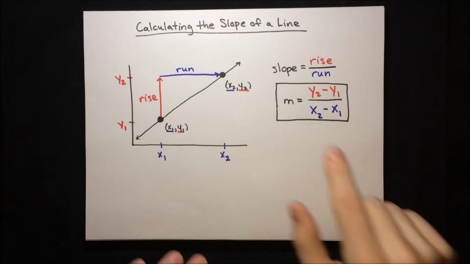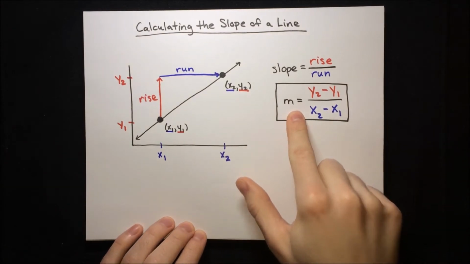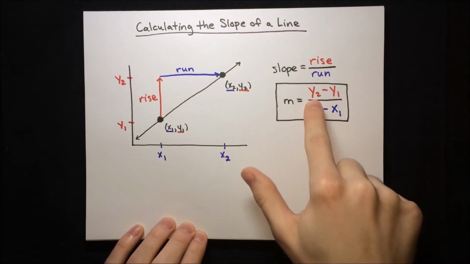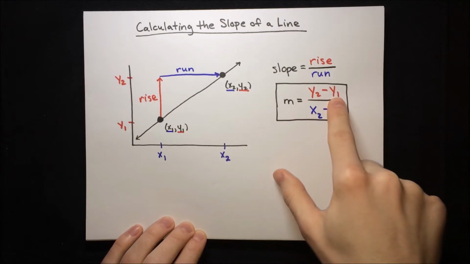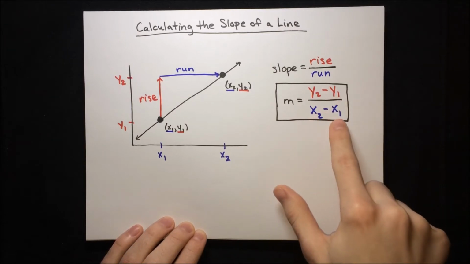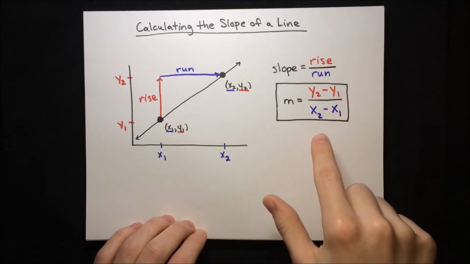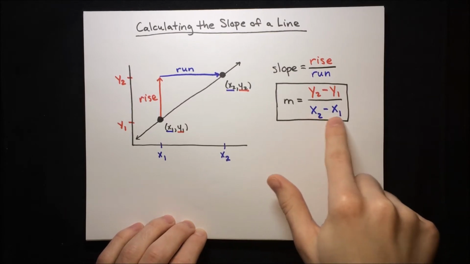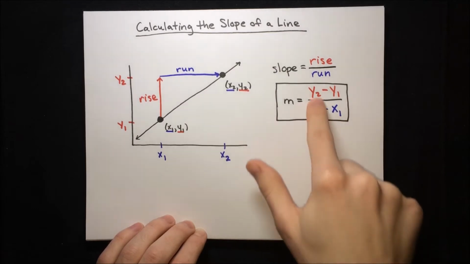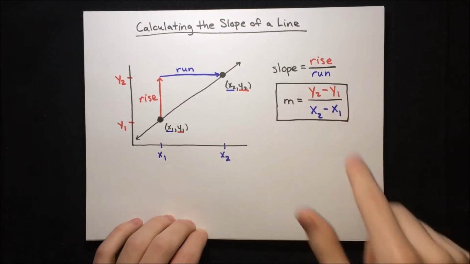One thing to be careful about in this formula is that the order of subtraction matters. If you do y2 minus y1 on the top, then you have to do x2 minus x1 on the bottom. You can't flip it around and do, say, x1 minus x2. It has to be x2 minus x1. The 2's come first, minus the 1's.